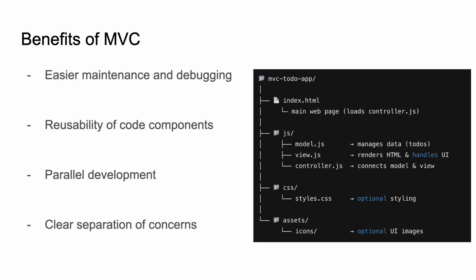MVC brings structure, maintainability, and scalability. And these are just a few of the benefits you get by using this design pattern. It enables different teams to work simultaneously on different layers, encourages reusable code, and isolates bugs more easily. This division makes the code base cleaner and supports better long-term project sustainability, which is one of the main goals of software engineering.